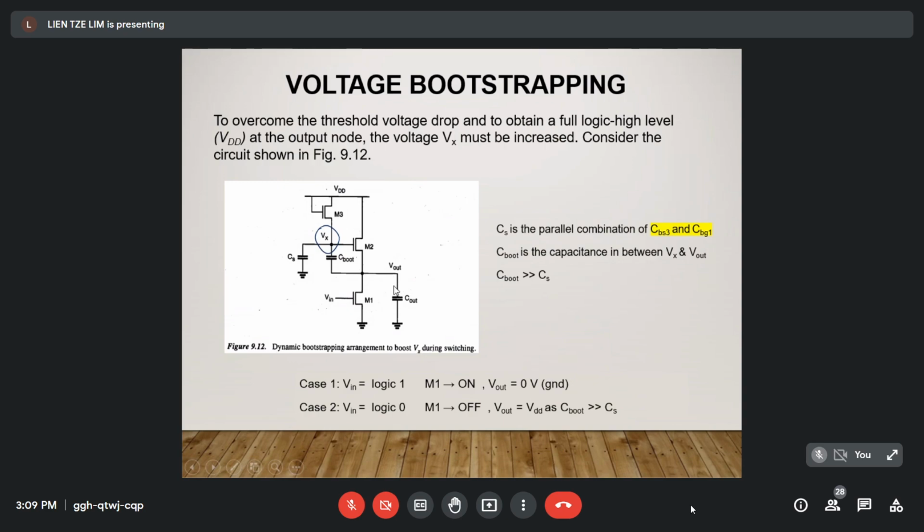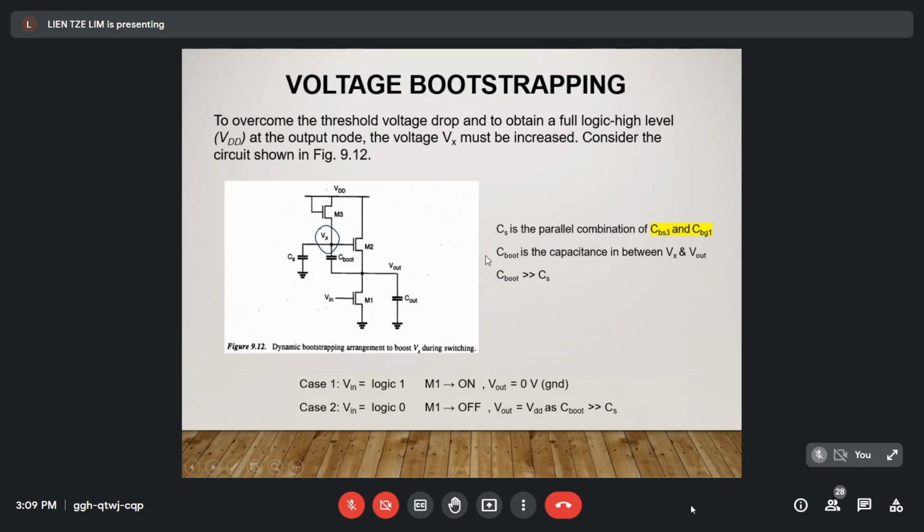Okay, there is some of the theory here I didn't mention, on how this is used to overcome the threshold voltage. I didn't mention all the theory because I don't think it is necessary. I just want you to learn and know that this circuit can be used to overcome the threshold voltage drop.